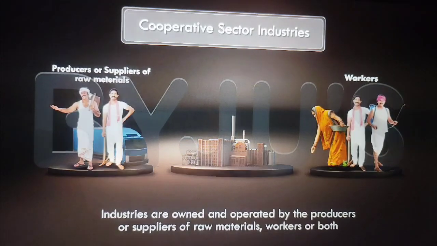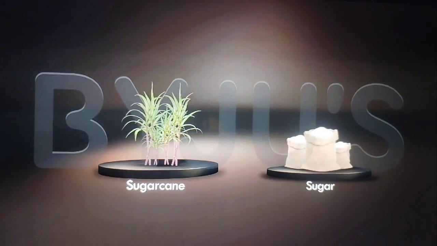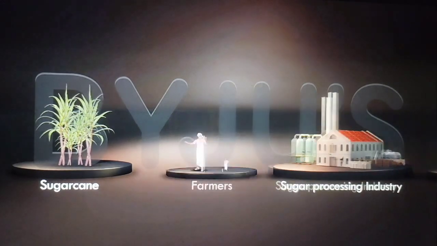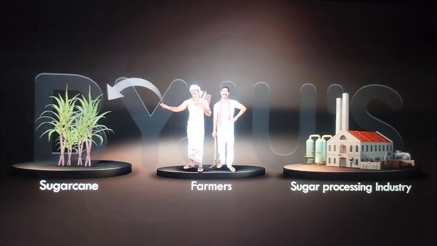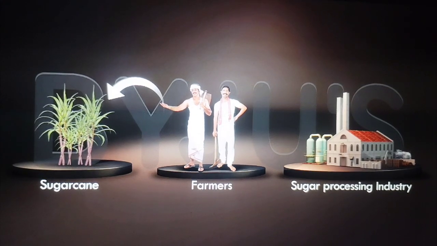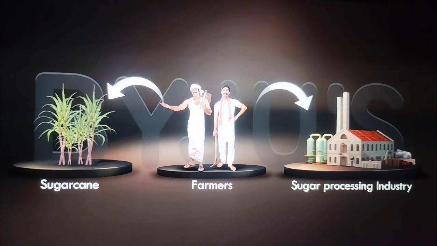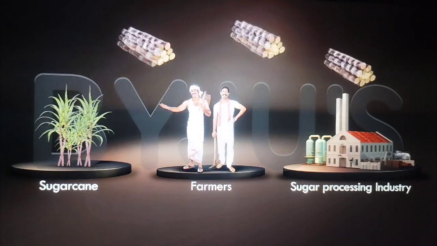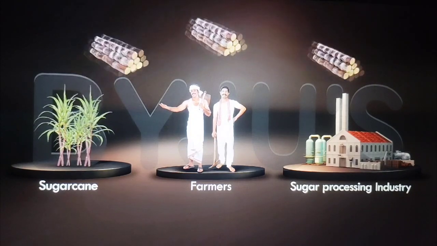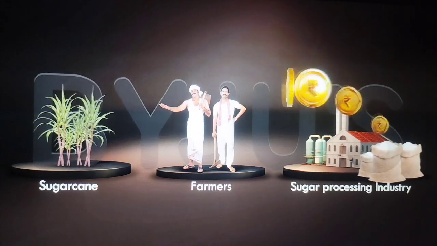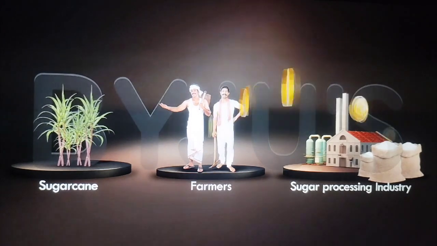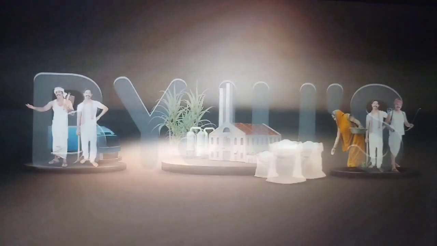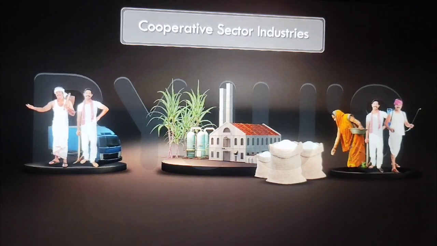Let me explain this. Sugar is obtained from sugarcane. This is done at sugar processing plants. Now, what if we have an arrangement where farmers who grow sugarcane in the fields are also the owners of these sugar processing plants as well. The sugar industry will get the raw materials or the sugarcane at lower prices, and the profit generated by selling processed sugar will be shared with the farmers. Isn't it a win-win situation for all? Well, this is how cooperative sector industries operate.